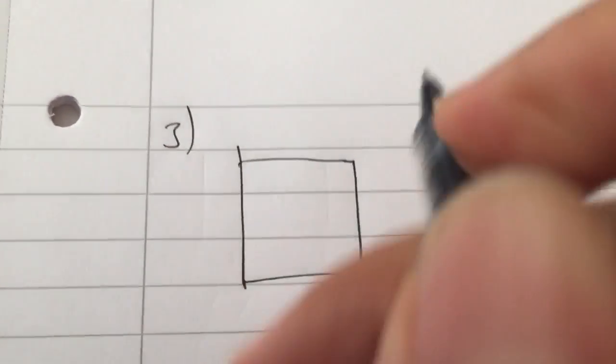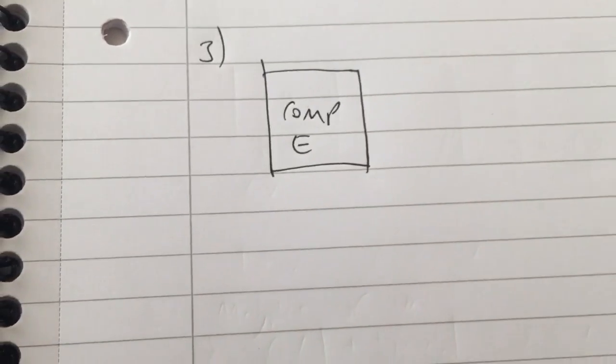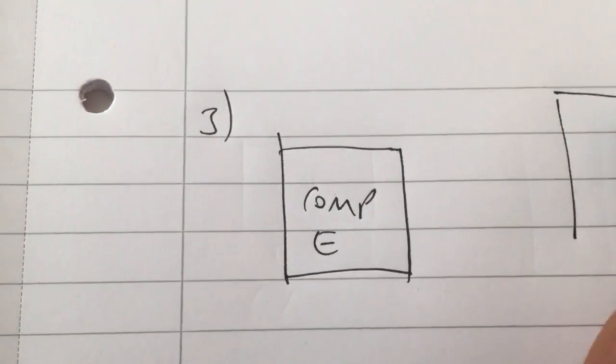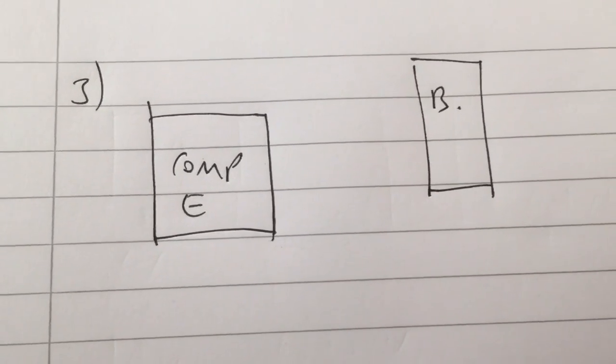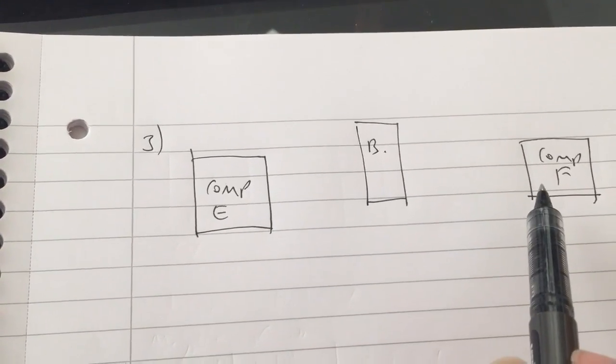Draw our diagram. So this is question 3, so just draw our diagram. We've got company E, we've got our financial intermediary, the bank, and then we've got company F.